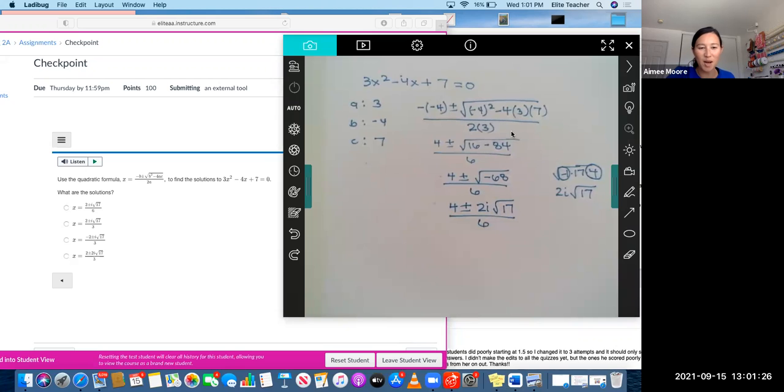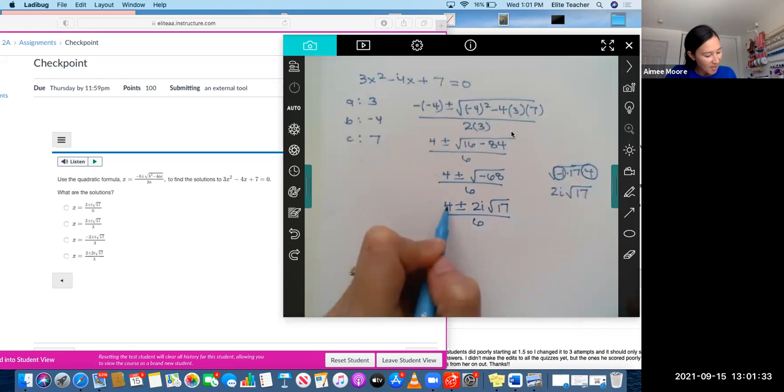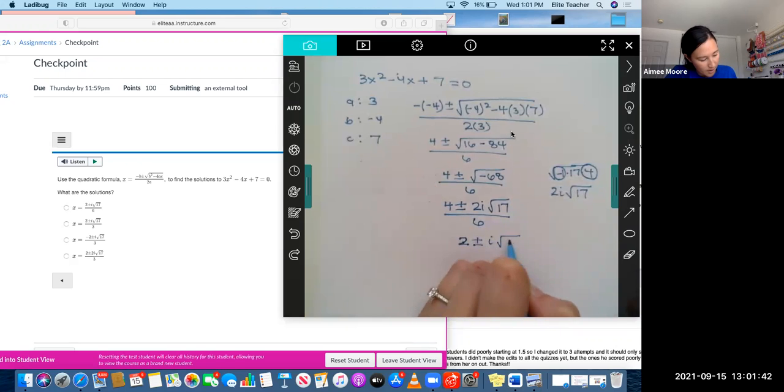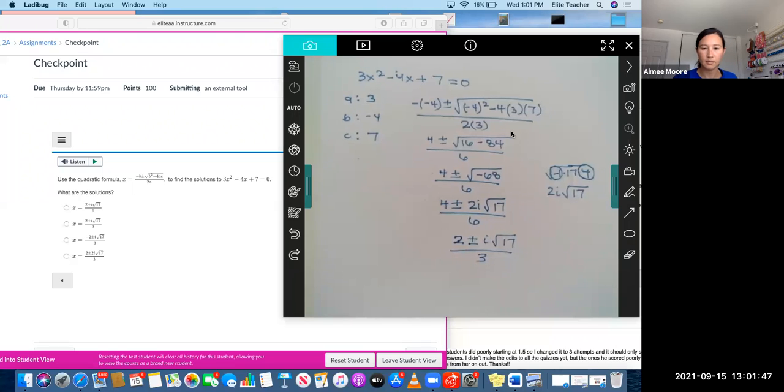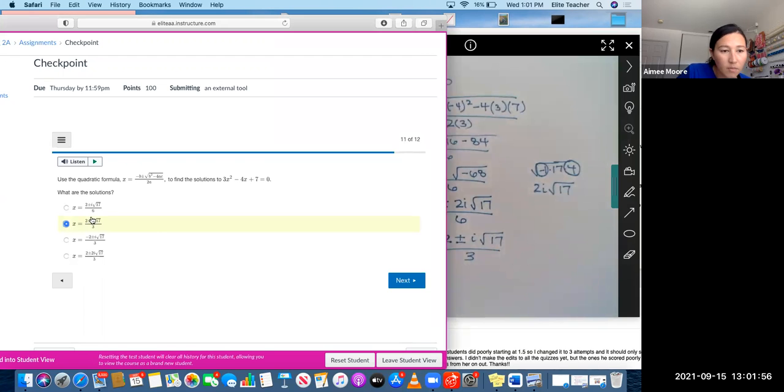This is a marathon problem. You guys still with me? Okay, and then we can simplify these. So they're all divisible by 2. So we get 2 plus or minus i radical 17 over 3. Okay, and last one.